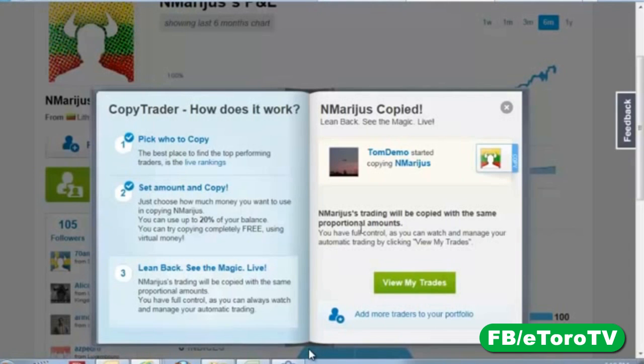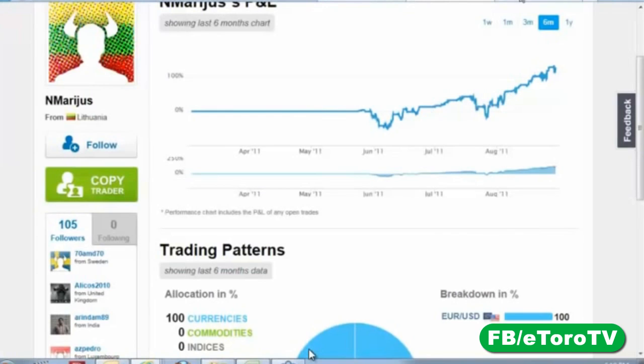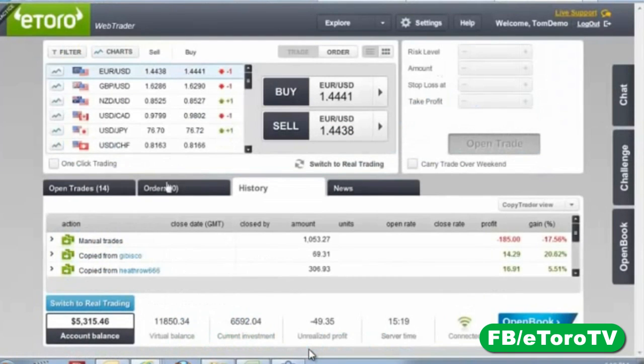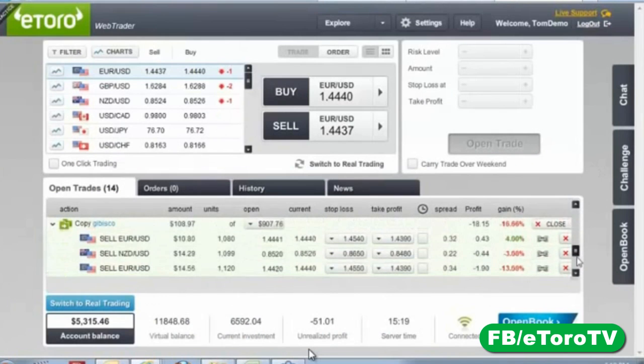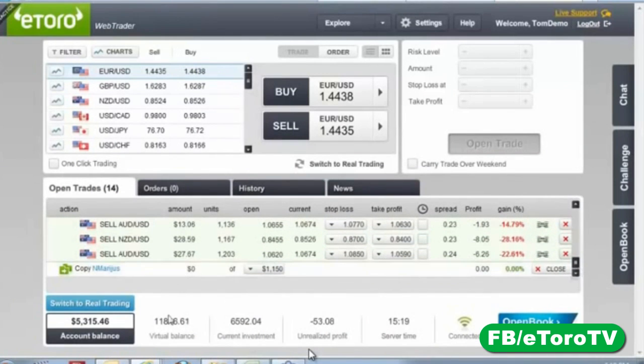So how can we best utilize this copy trader mechanism? Let's go to the WebTrader, which is where I have all my trades. All right, now you see some trades in red here, but I'm not worried, and you're going to see in a second why. There you go, copy Marius. I have $1,150 ready for him. Right now he hasn't opened any positions. When he does, I will do the same with the same proportional amounts.